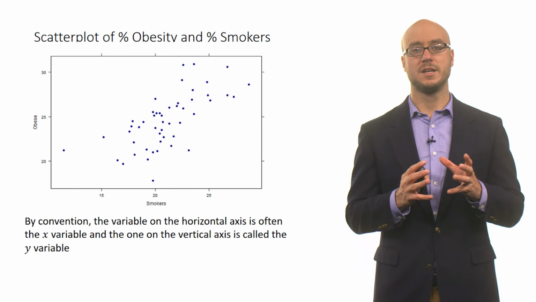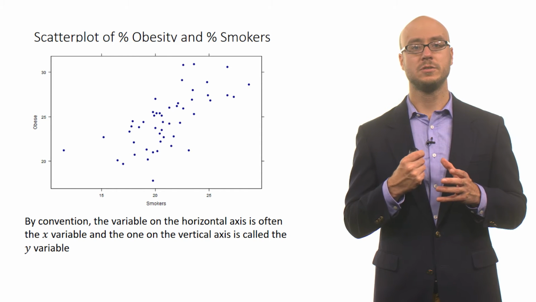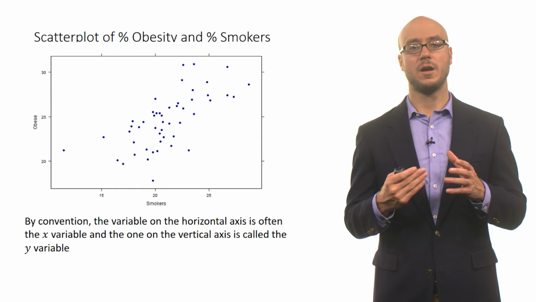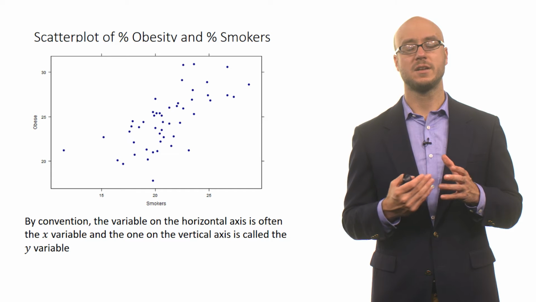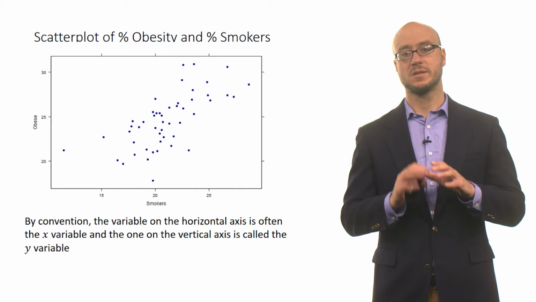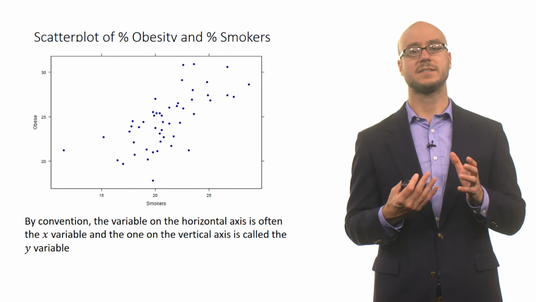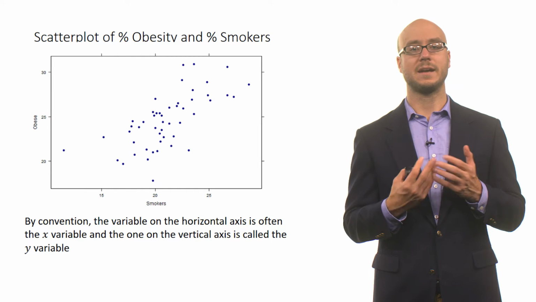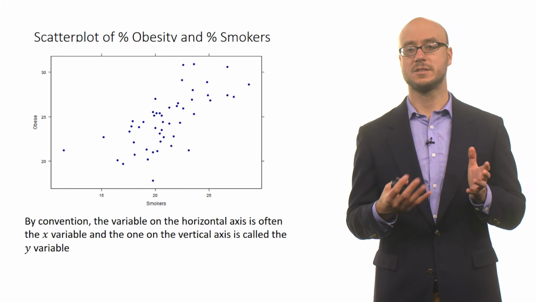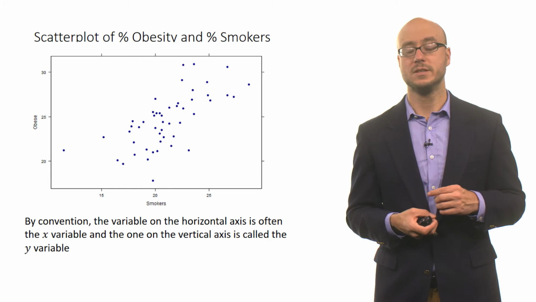So here's a scatter plot of percent who are obese in each state and the percent who smoke. You can see here that on the x-axis, we have the percent in each state who smoke, and on the y-axis, we have the percent who are obese. By convention, we label the axis at the bottom the x-axis, and the axis on the left, the y-axis. In a similar fashion, we can say the y variable is obesity and the x variable is smokers.